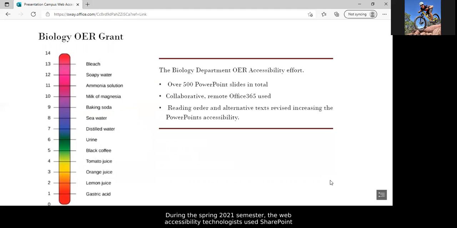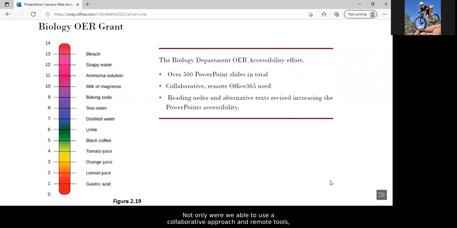During the spring 2021 semester, the web accessibility technologists used SharePoint and aided in reading order and alternative text to make the PowerPoints accessible. An example of the image is there on the left of an image that is a bit more complex because it is a biology specific image and required a higher knowledge about alternative text.